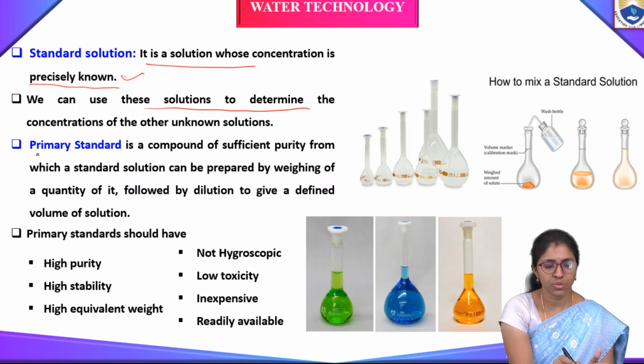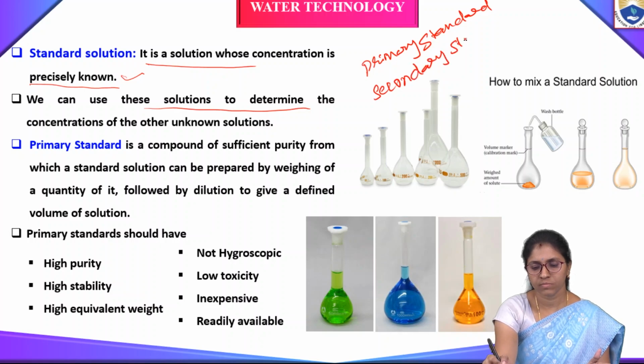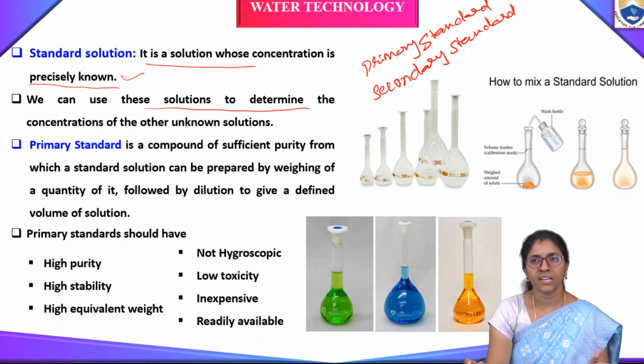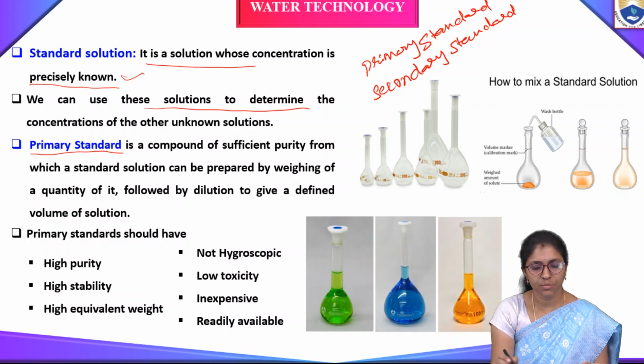This can be divided into two types. The first one is primary standard solutions and the second is secondary standard solutions. What is a primary standard? It is a compound of sufficient purity and stability from which a standard solution can be prepared by weighing a quantity of it, followed by dilution to give a defined volume of solution.